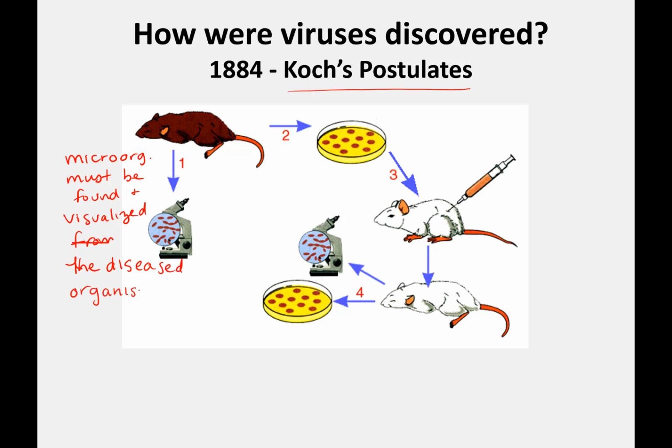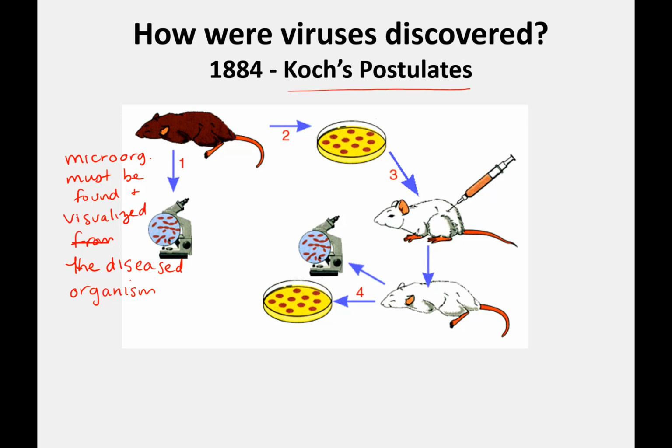Okay. So mainly scientists were looking at bacteria, and you can see bacteria under a light microscope, which is the type of microscope they had back then. The problem is viruses are way too small to see, so they couldn't visualize the infectious agent under the microscope.